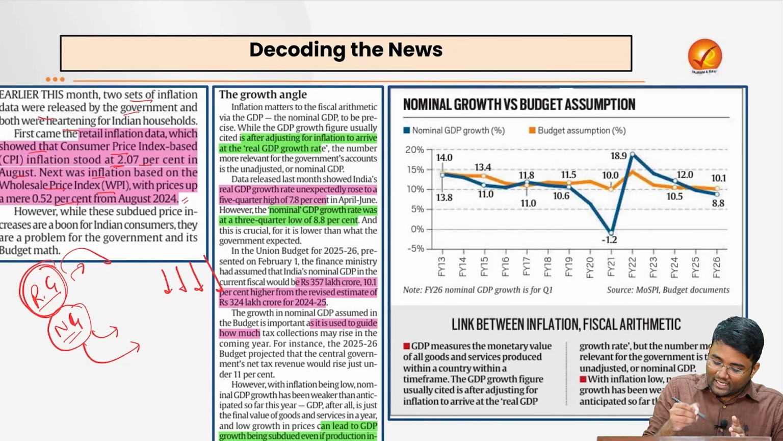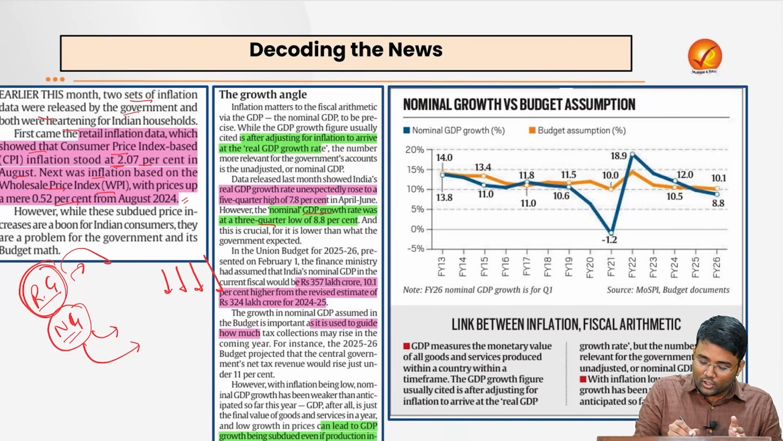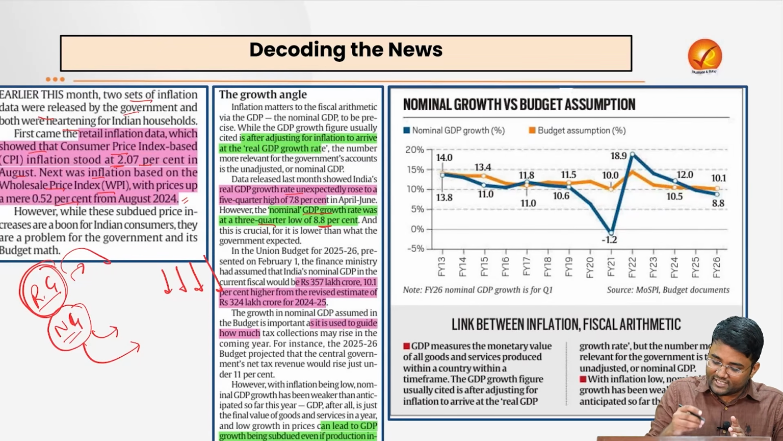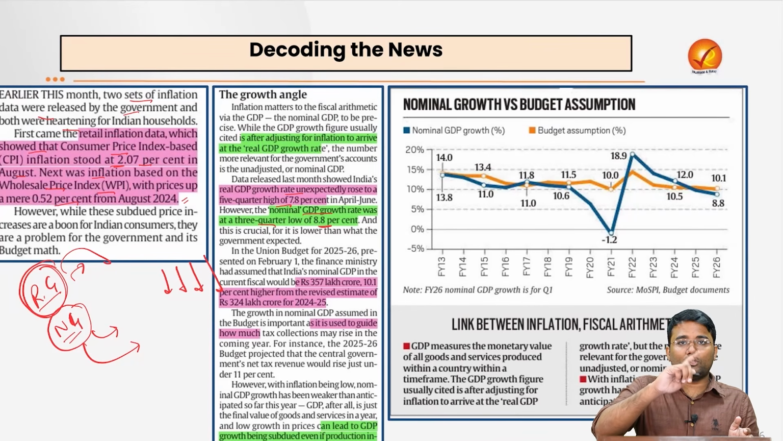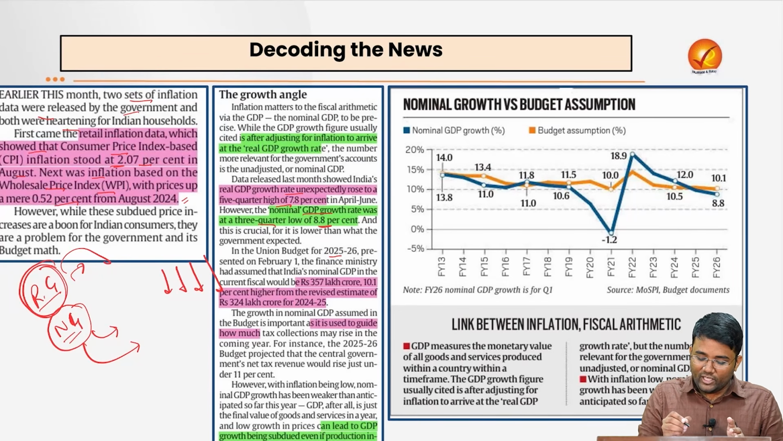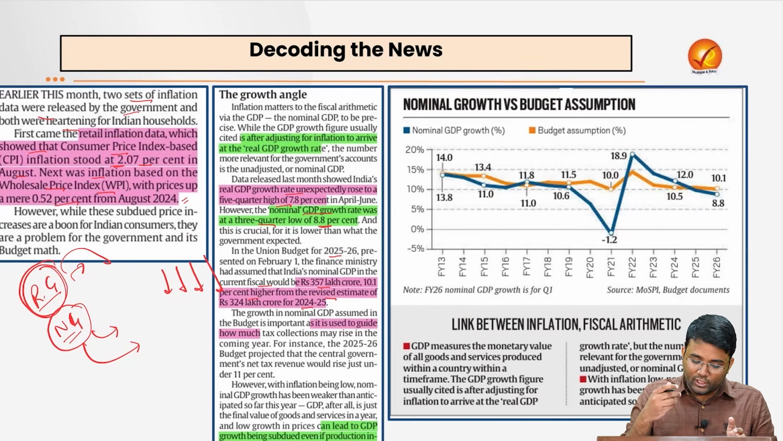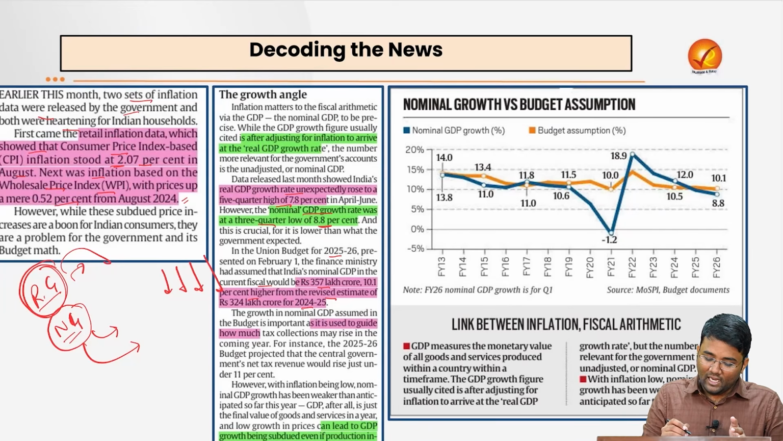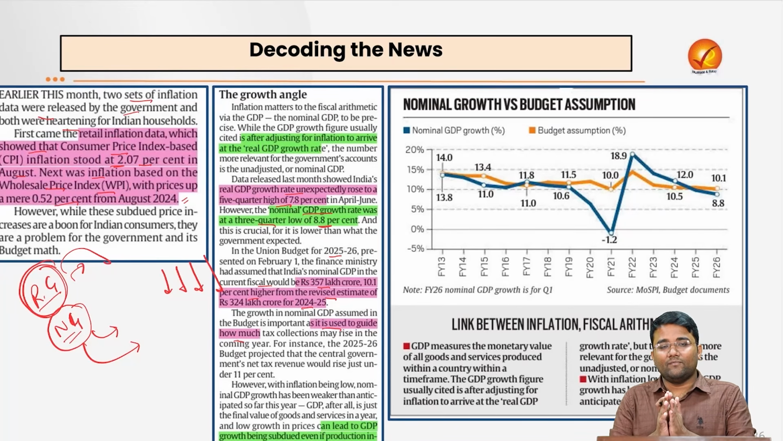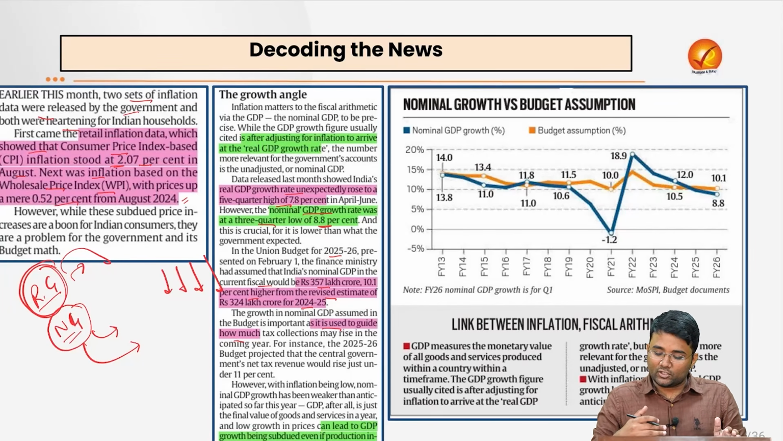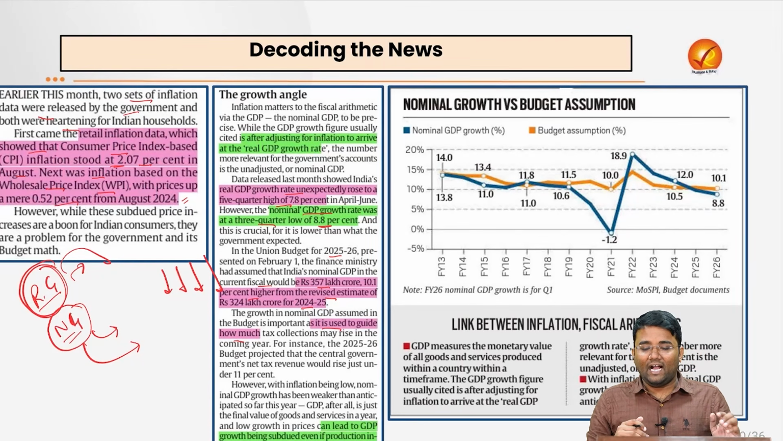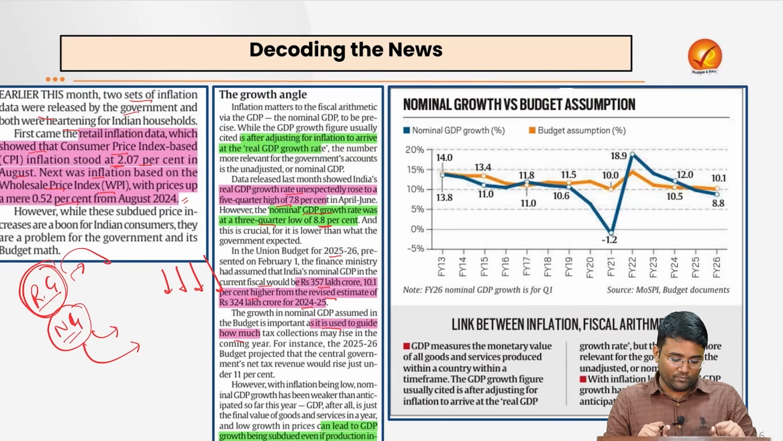Plus, if you look at the data again, they said that the nominal GDP growth was at a 3-quarter low of 8.8%, and the real GDP growth rate unexpectedly rose to a 5-quarter high of 7.8% in the quarter of April to June. Also, Union Budget 25-26 says that the nominal GDP in the current fiscal would be 357 lakh crore, 10.1% higher than the revised estimate of 324 lakh crore for 2024-25. And it is used to guide how much tax collection will happen, because based on economic activity, income, consumption and profits, a higher nominal GDP will ensure higher tax revenue for the government.